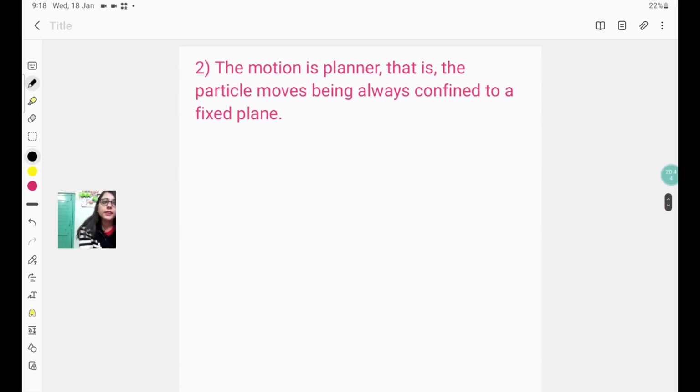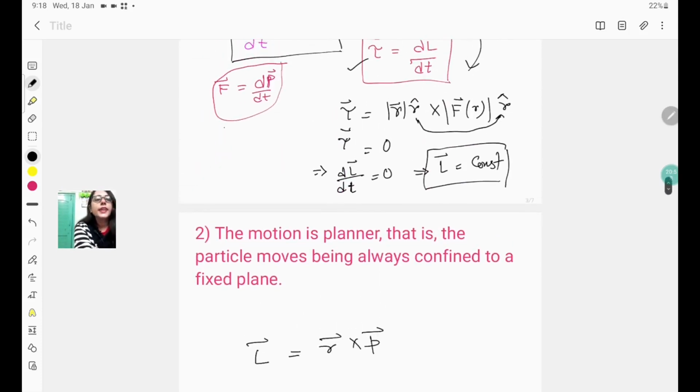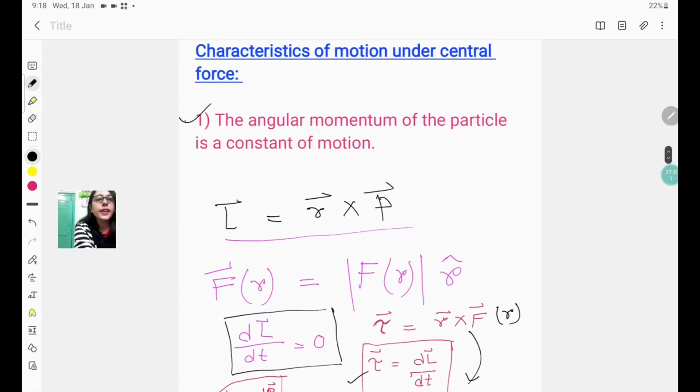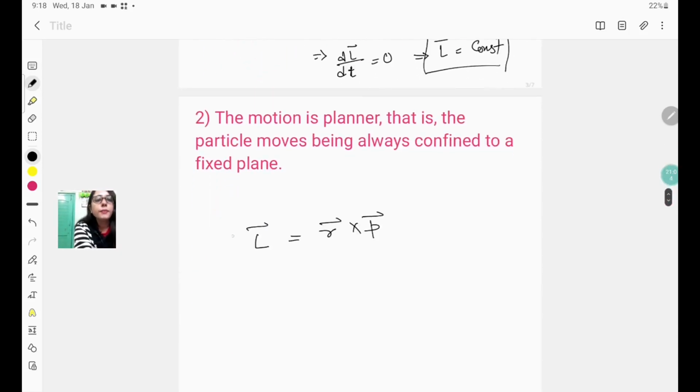The motion is planar, that is, the particle moves always confined to a fixed plane. From here we can write that the angular momentum L is equal to r cross p, and from the first one, L is a constant of motion, right? That is, the magnitude and the direction of L are constant. And if the cross product of r and p gives the value of L, that is, L always resides on a line which is perpendicular to the plane containing r and p.